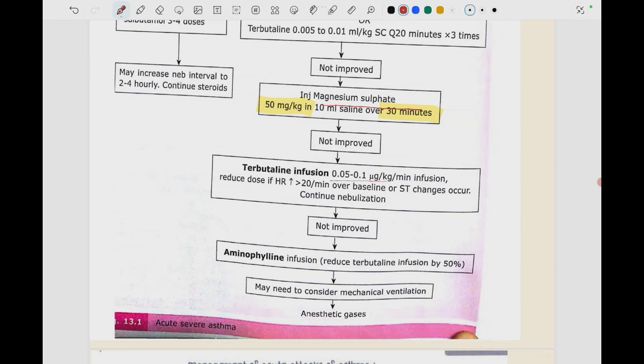And if after the nebulization our patient has improved, then we have to do hourly nebulization with salbutamol up to 3 to 4 doses. We may increase the nebulization interval to 2 to 4 hourly, and we have to continue the steroids till the patient has recovered completely.